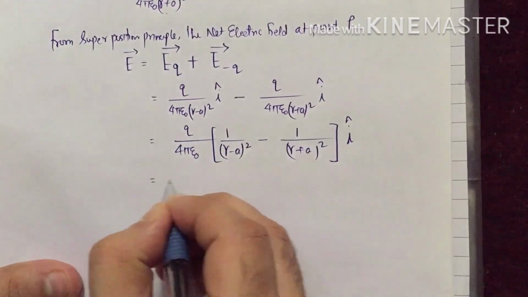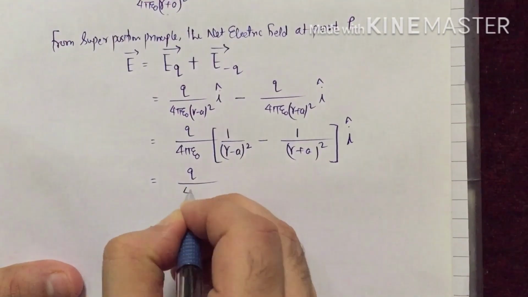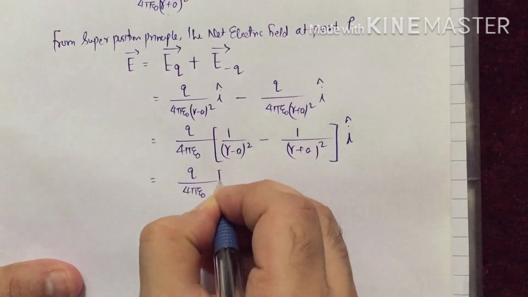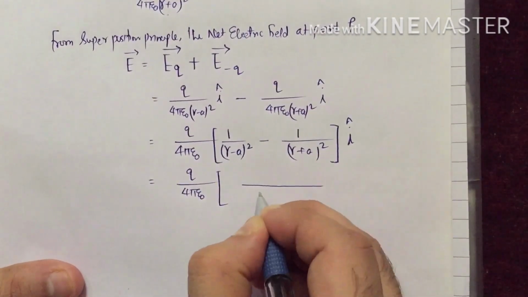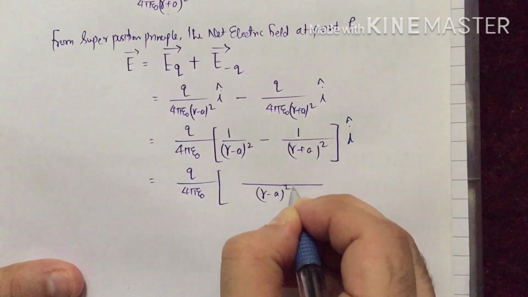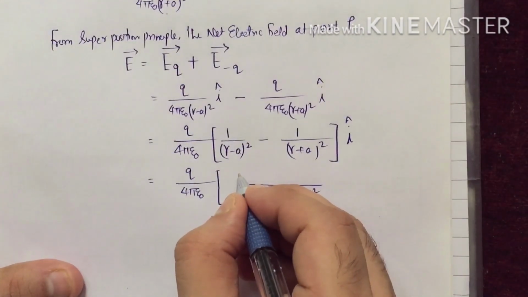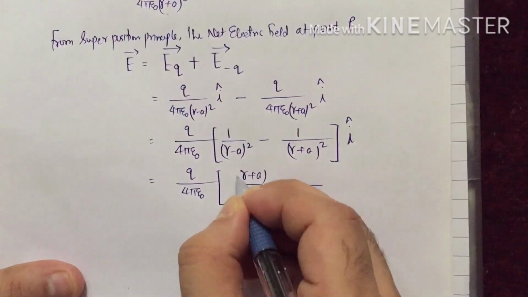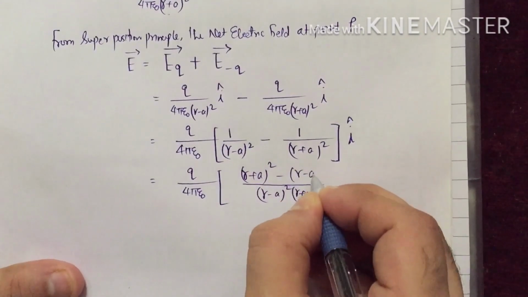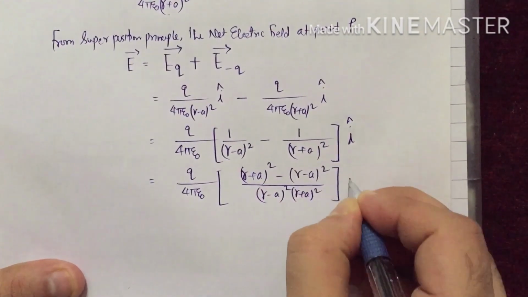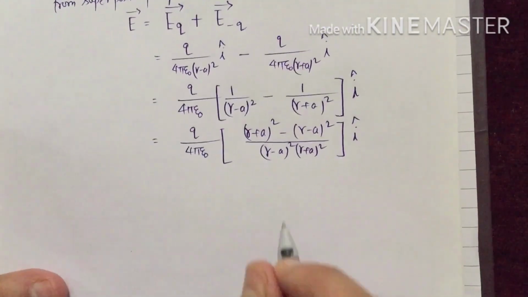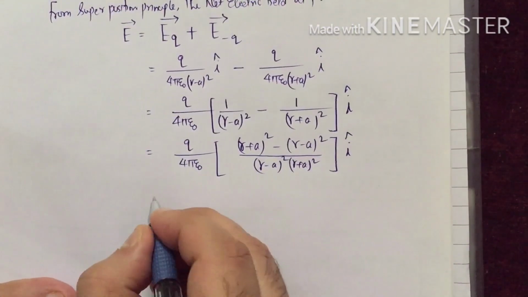Let's simplify this. We get q divided by 4 pi epsilon naught. Taking LCM we get (r minus a) whole square, (r plus a) whole square, and this goes r plus a whole square minus r minus a whole square into i cap. Now let's break the terms.